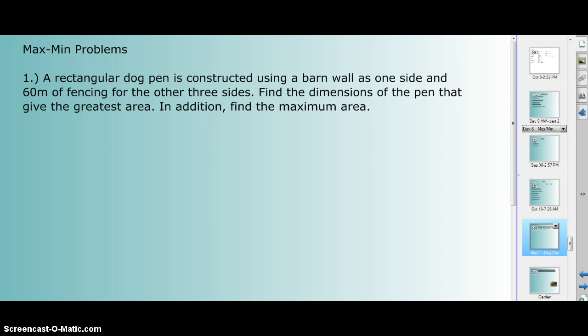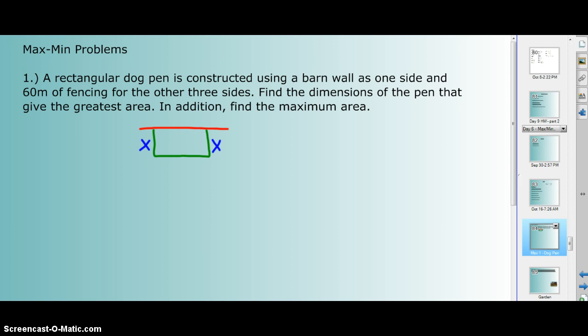So let's go ahead and draw the red barn. Barns are always red. Then we're going to draw the dog fence. So that's going to be 3 sides, okay? And it's a rectangle, so I know 2 of the sides are the same. Now I'm going to go back and read the question more.